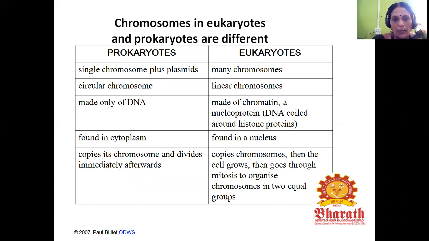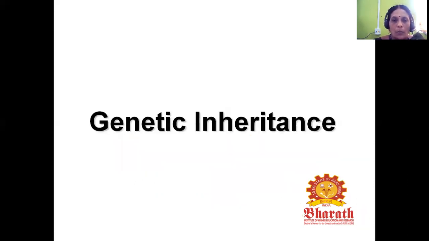In prokaryotes, the chromosome is found in the cytoplasm. In eukaryotes, it is found in a nucleus. In prokaryotes, the cell copies its chromosome and divides immediately afterwards. In eukaryotes, the cell copies the chromosomes, then the cell grows, then goes through mitosis to organize the chromosomes into equal sets.